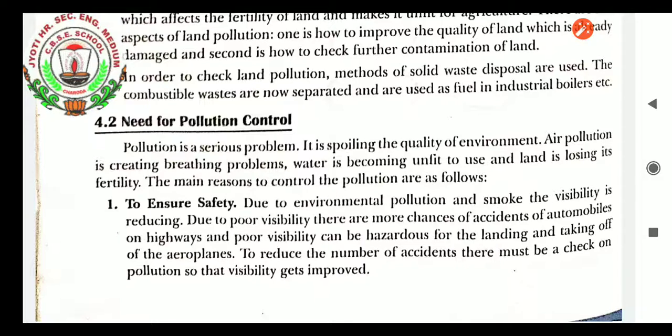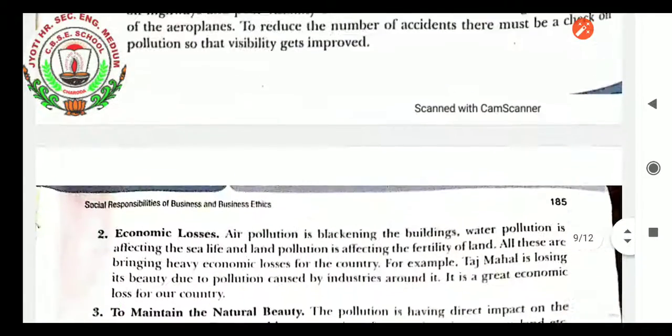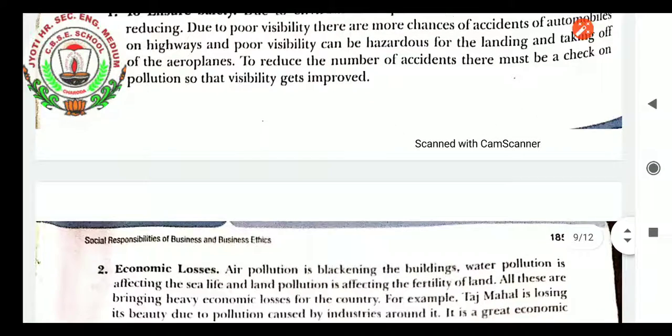Due to poor visibility, there are more chances of accidents in the morning, the evening or the afternoon. There are more chances of automobile accidents on highways, and poor visibility can be hazardous even for the landing and taking off of aeroplanes. To reduce the number of accidents, there must be a check on pollution so that visibility improves. This will not stop until the best utilization of industries is done and the best environmental measures are taken.